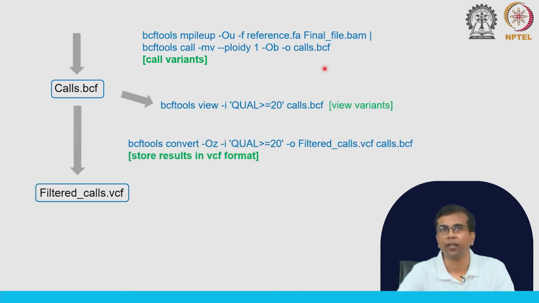And we can see these BCF files, and we can also filter out some of these variants using this quality argument. We want high quality variants, so we can use this argument QUAL greater than or equal to 20. And then finally, we stored the results using this BCFtools convert option, and from this calls.bcf file we stored this filtered_calls.vcf in VCF format, and this is the final file. And we actually had a look into that file, what this file contains, etc.